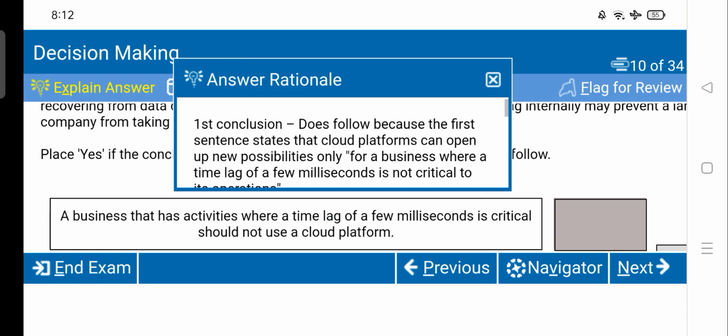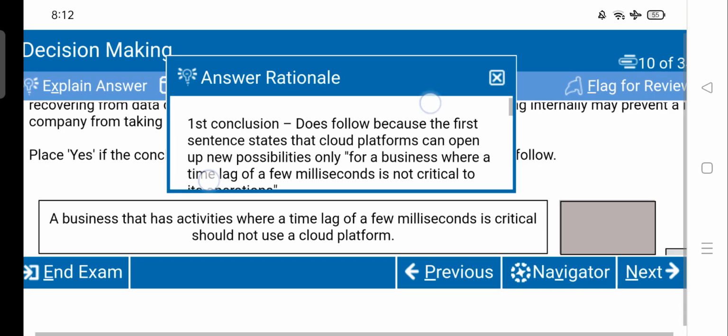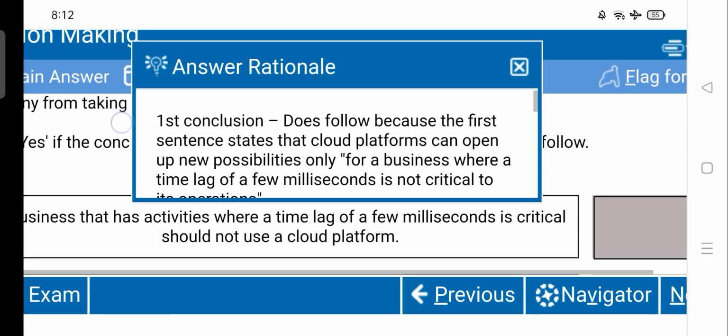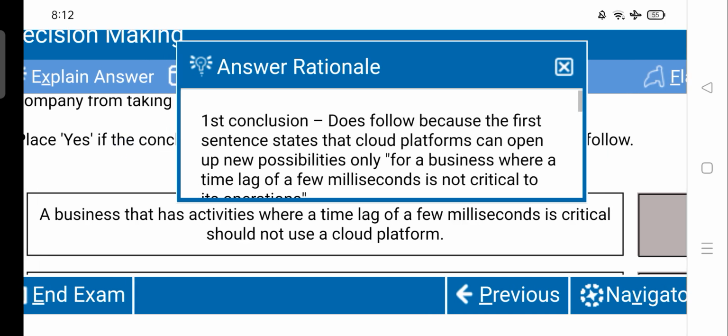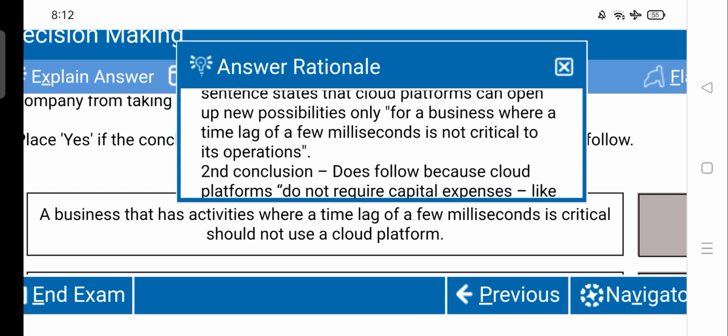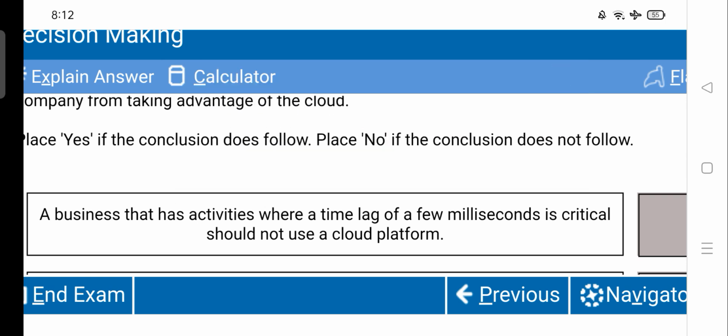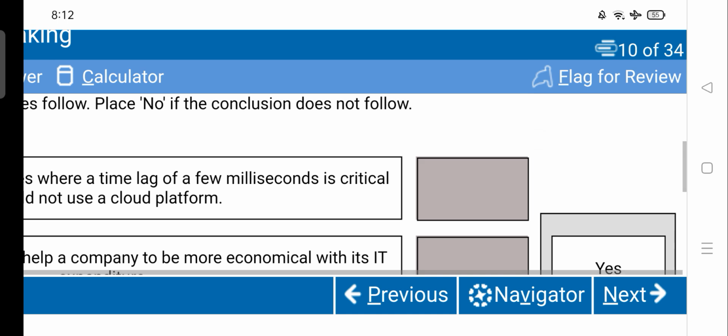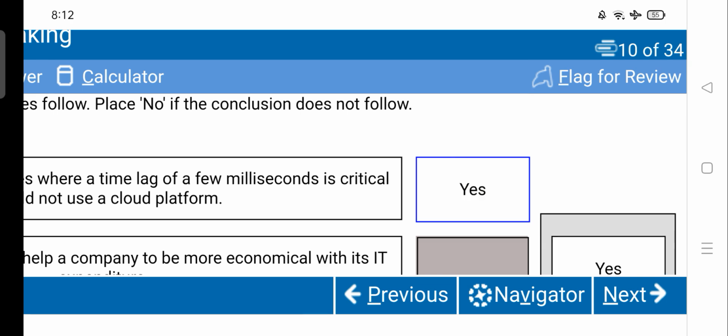So the first conclusion, it does follow because the first sentence states that cloud platforms can open up new possibilities only for a business where a time lag of a few milliseconds is not critical to its operations. So because of this reason, the first conclusion does follow. So that's why we will drag a yes and drop it in front of this conclusion.